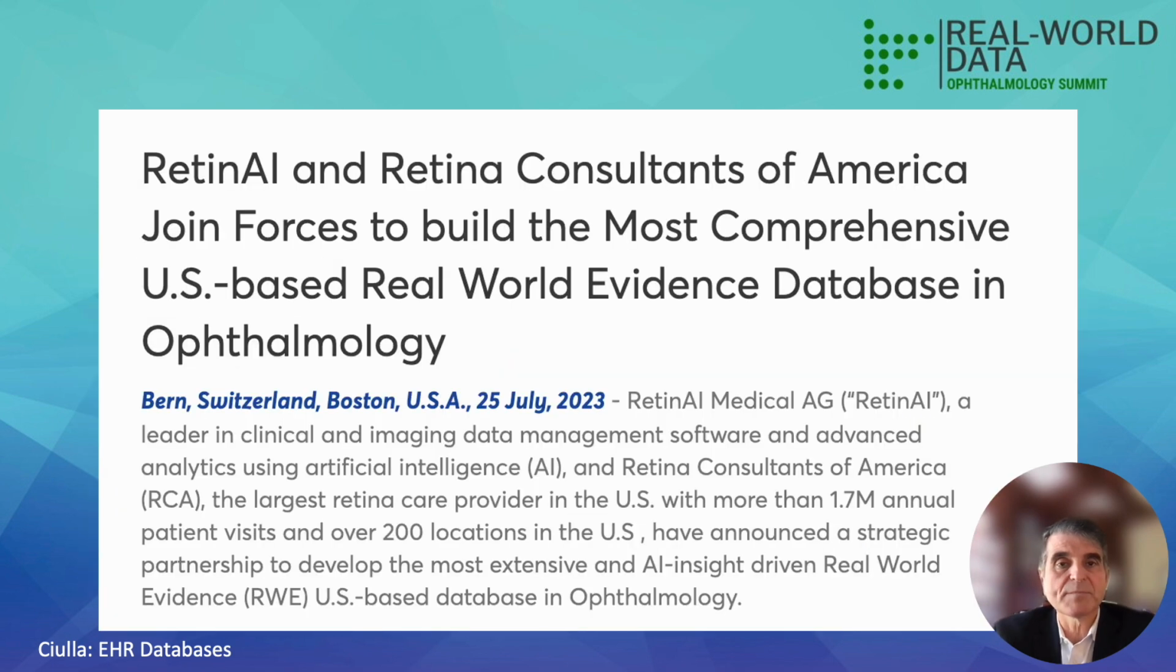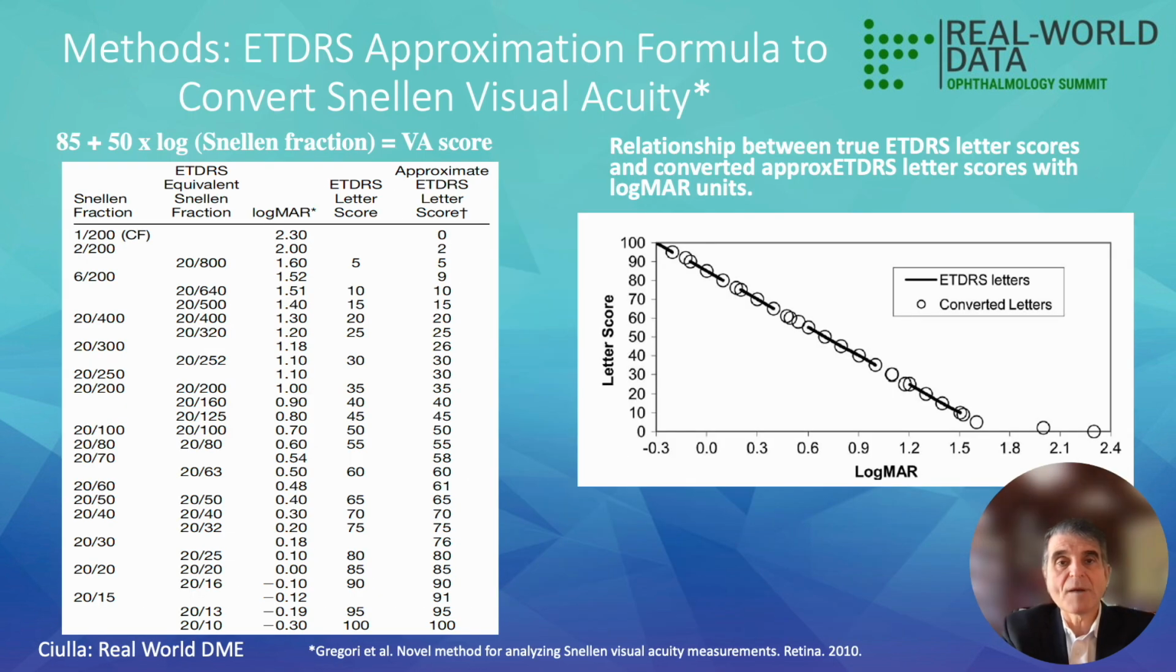Recently, Retina Consultants of America and Retina AI announced a collaboration to develop a real-world evidence US-based database. So far, there have been over 1.7 million annual patient visits in over 200 locations. The formula shown here was used to convert Snellen visual acuity into an ETDRS approximation, but this obviously can't compare to a standardized ETDRS protocol refraction.